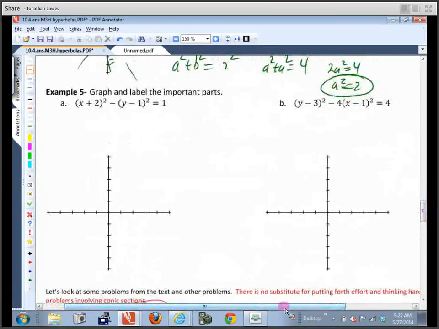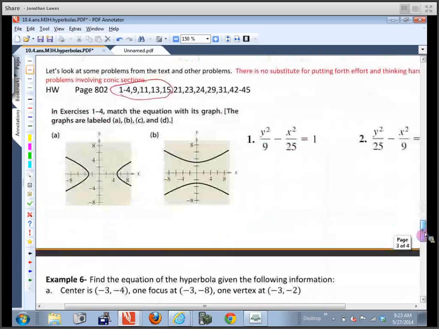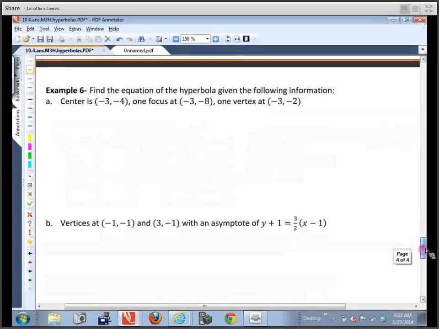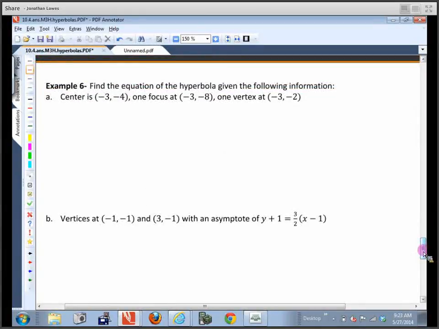Okay. Let's see. You can do these no problem, right? These are easy? Okay. Let's look at the next page. You already did the graphing ones where you match those up. Find the equation of the hyperbola given the following pieces of information. Okay? Let's go ahead and do these.